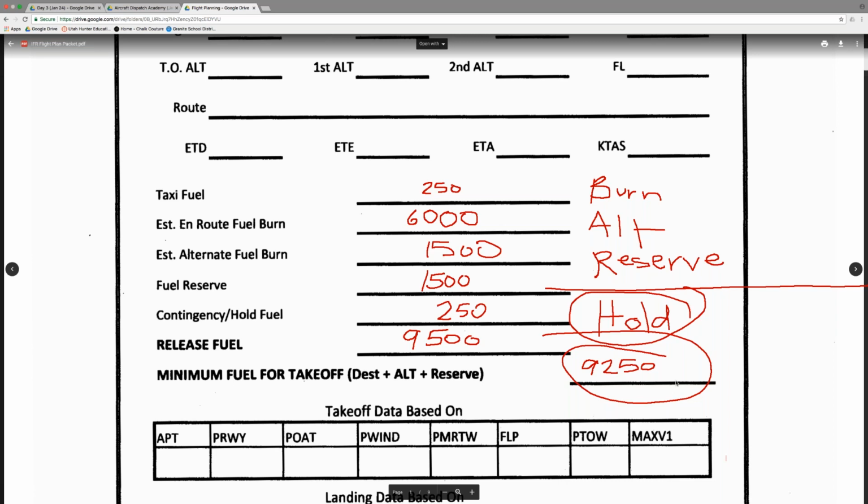I guess what I'm saying is on the other end, you're going to have taxi and hold time. So that's built into that contingency, hold and reserve. It's one of those things that we just don't even plan for. They're already at the destination, so we don't really care how much fuel they have at that point. It's like, oh, you made it. You're back on the ground safely.